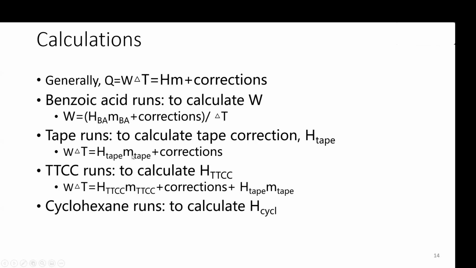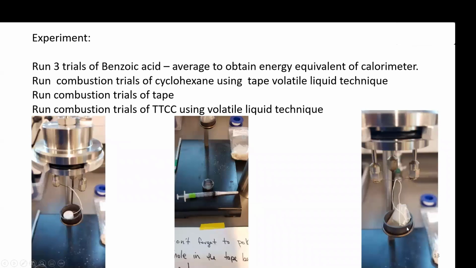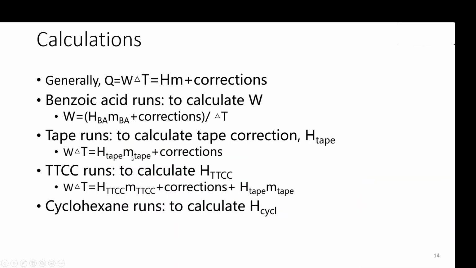So in this case, we need to make the mass significant. So we will put a lot of tape all together into the cup to make the measurement in the tape runs, okay? Measure the mass of the tape, and we know the corrections. The corrections, still the nitrogen corrections, the fuse corrections, and the 0 for sulfur. So in this one, we use this equation because we already calculated W, and the only thing unknown will be the H tape. So in this equation, we need to figure out the H tape.